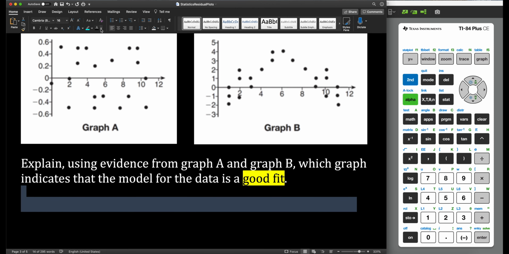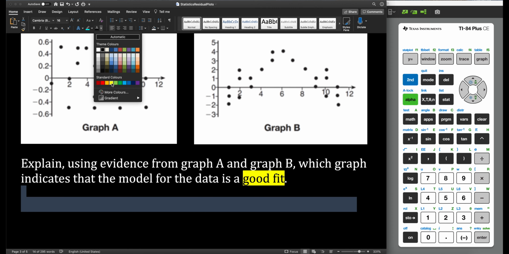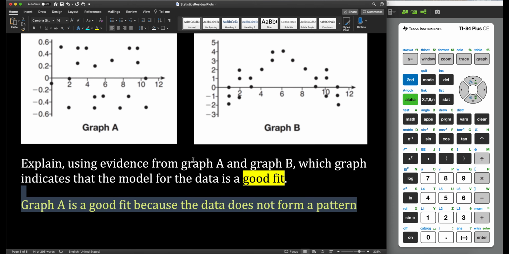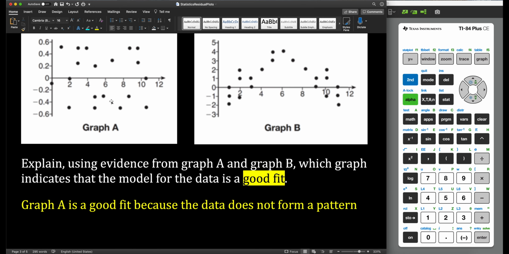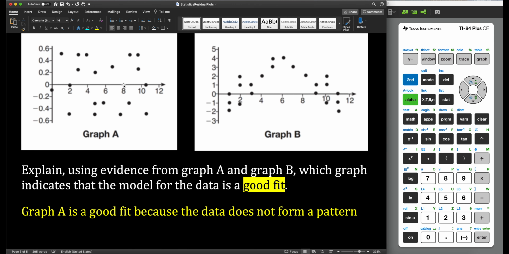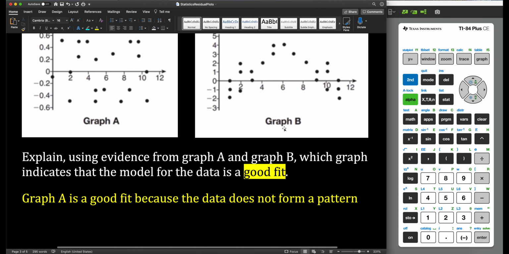So here's what you're going to write for graph A to show that. I already have it typed out because my handwriting is terrible. Graph A is a good fit because the data does not form a pattern. And that is true. There is no pattern here. That's why it's a good fit. Now, that means graph B is not a good fit.